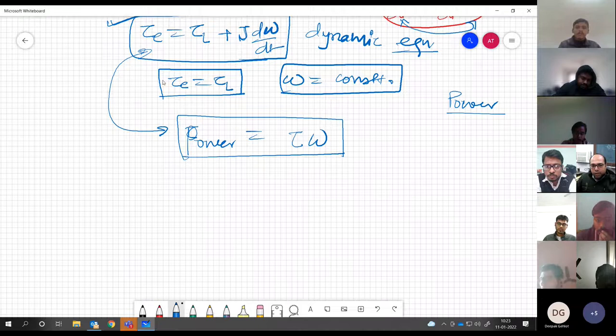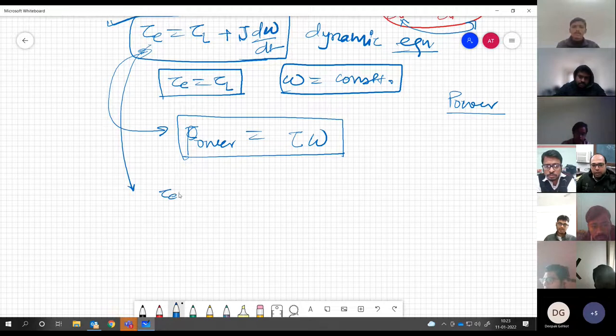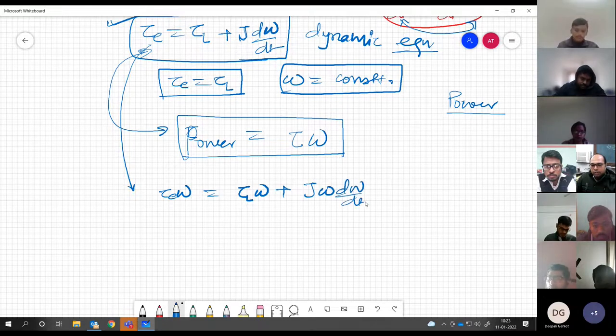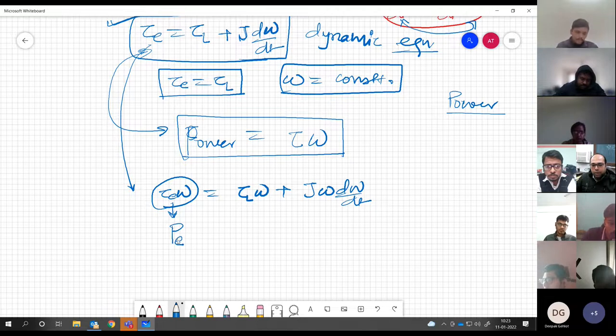If you want to understand how the power is flowing into the system, where it is going and how it is balancing, you simply multiply omega on both sides of the equation. What you will find is that tau E into omega equals tau L into omega plus J omega d omega by dt. What is this quantity? This is your electromagnetic power which you are feeding into the system. What is this quantity? The power taken by load.